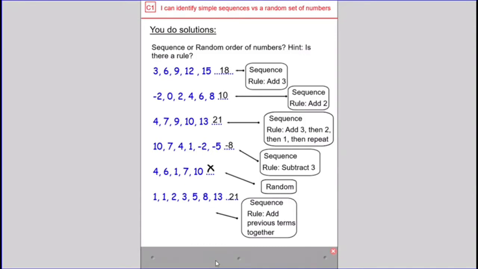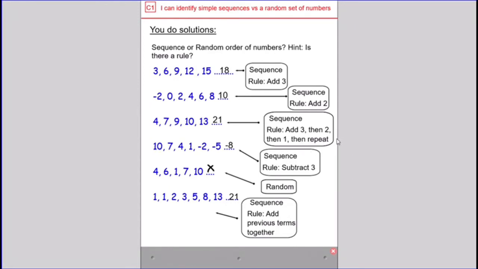So that should have been enough time for you to have a go. Now let's have a look at the solutions. So for the first one, it is a sequence because the rule is that we are adding 3 each time. For the second one, you'll notice that we are adding 2 each time, and that also does make it a sequence. For the third one, it might not look as obvious, but yes, it is a sequence because there's still a rule or a pattern being followed. The rule we can see is that we are adding 3 first, then we are adding 2, then we are adding 1, and then we are repeating.